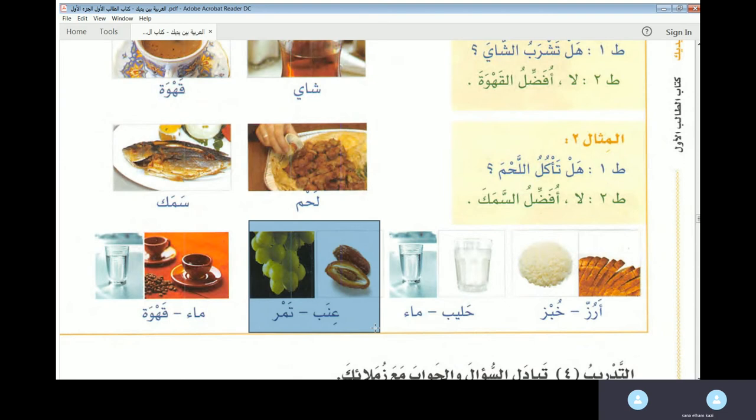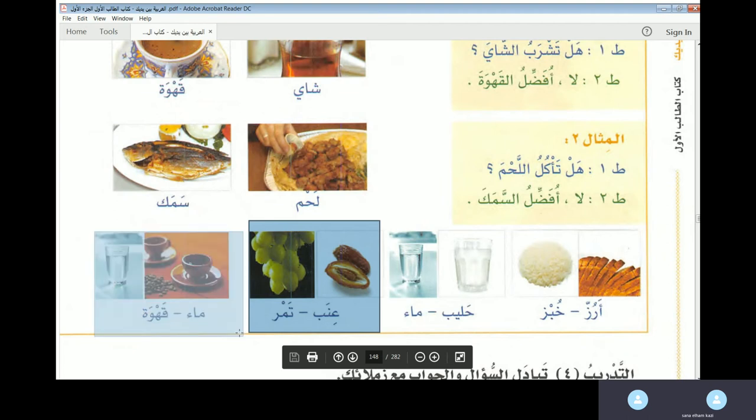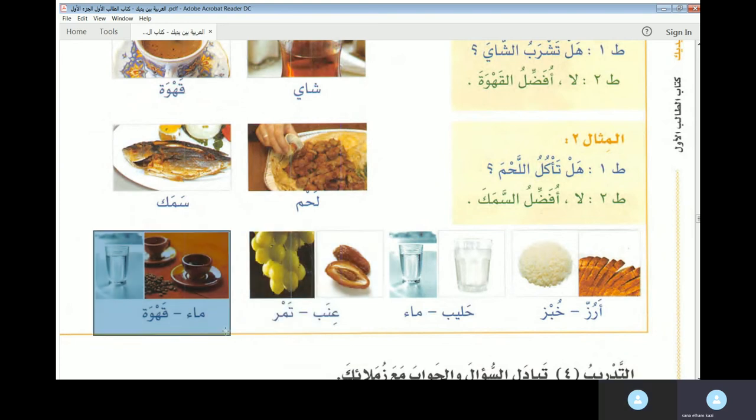هل تأكل العنب؟ لا. أفضل التمر. Do you eat dates? Do you eat grapes? هل تأكل الماء؟ خطأ. قهوة. Next one. خطأ. This is good.